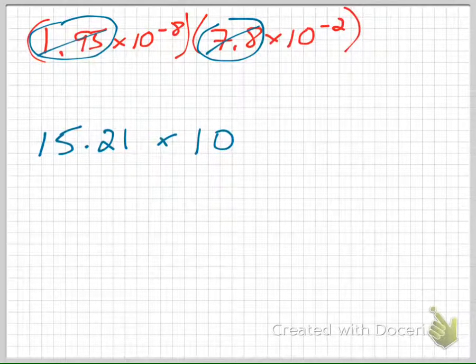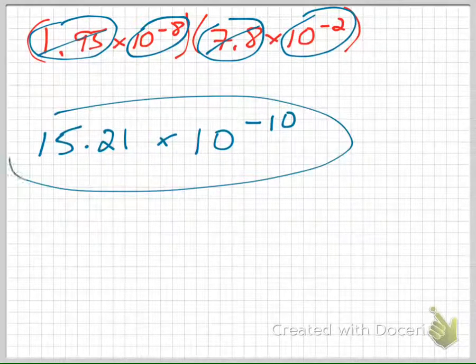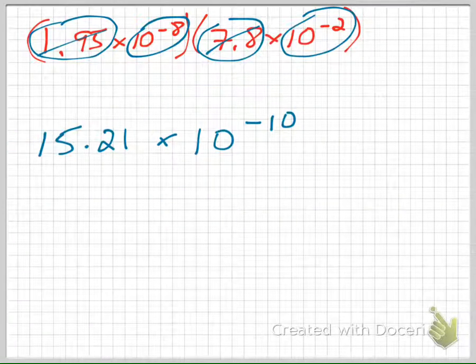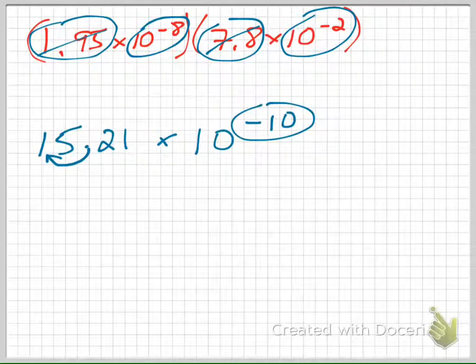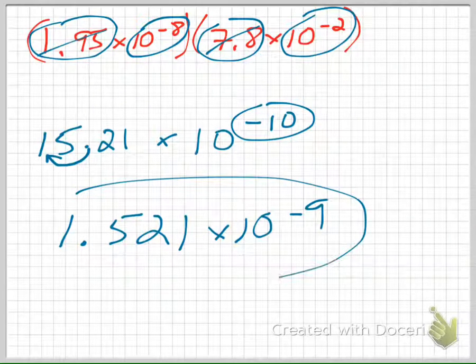Times 10 to the, now we have to figure out what is 10 to the negative 8th times 10 to the negative 2nd? When you add them together, it ends up being 10 to the negative 10th. Is this the answer? Yes. Is it written in scientific notation? No. How do I get it to scientific notation? I have to move this decimal to the left one. Since I moved that to the left one, I need to move this to the right one, which makes this 1.521 times 10 to the negative 9th.